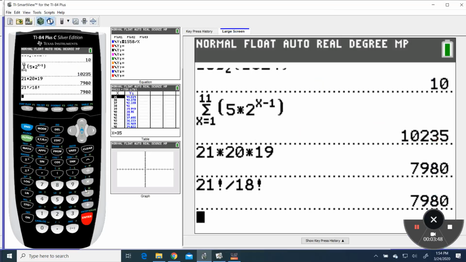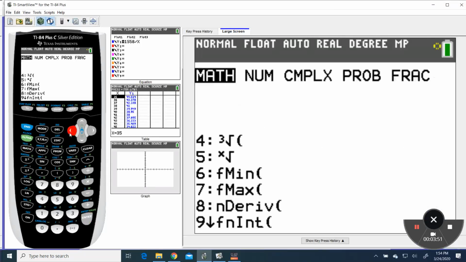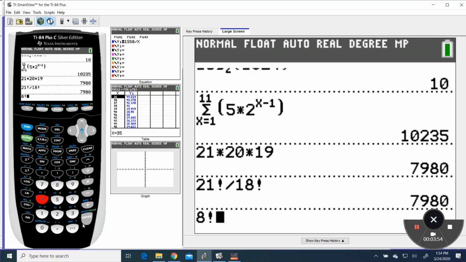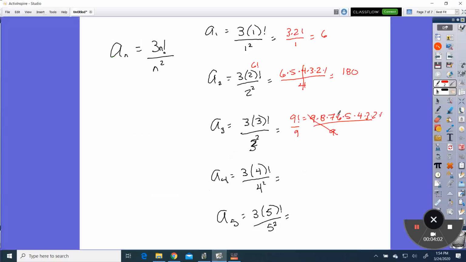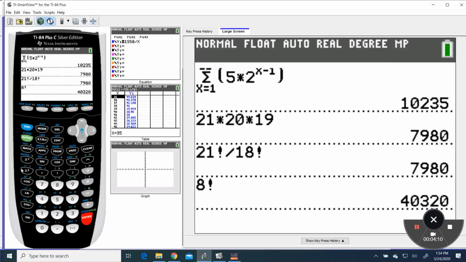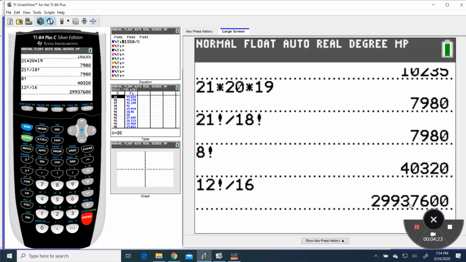So then you'd go to your calculator and do 8 factorial, or 8 times 7 times 6 times 5 times 4 times 3 times 2 times 1. So 8 factorial is 40,320. This is going to be 12 factorial divided by 16. So I go to my calculator, change that 8 to a 12, divide it by 16. So they get really big. That's why I said I didn't think this problem through very well.